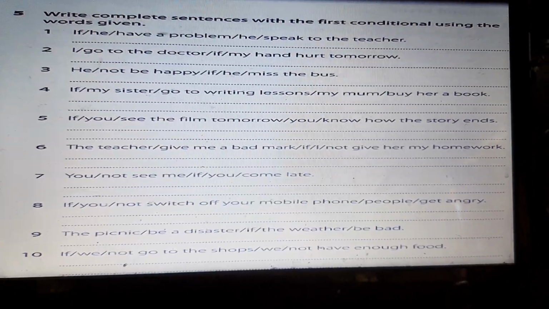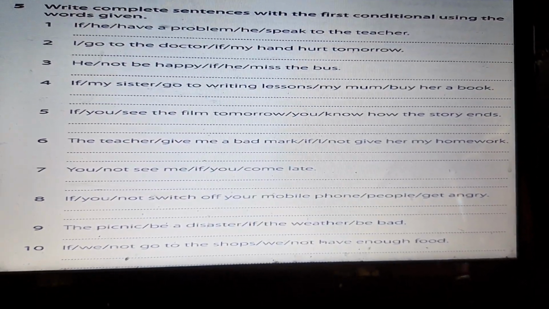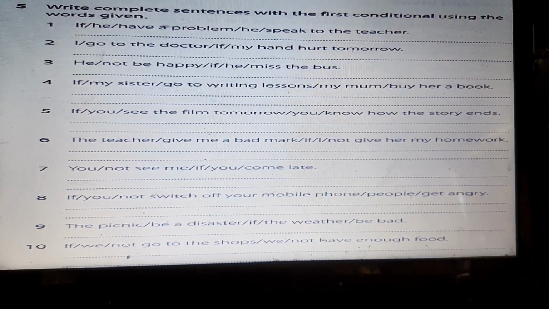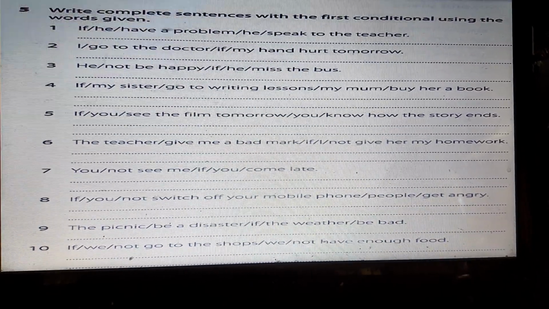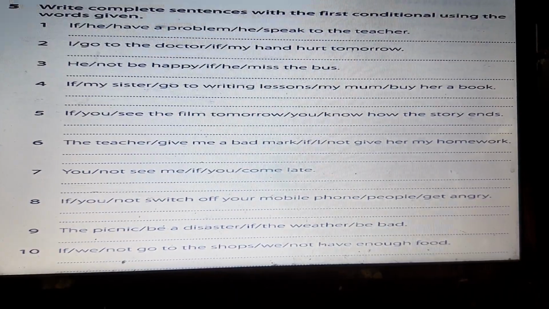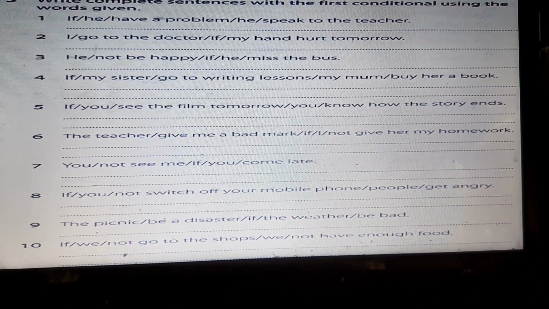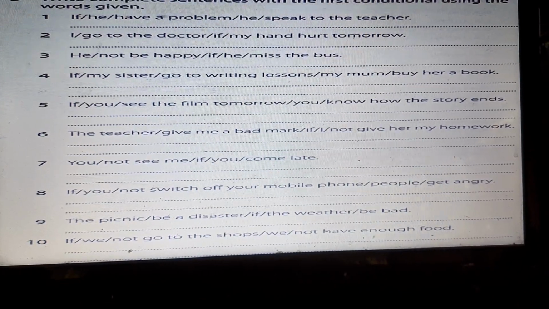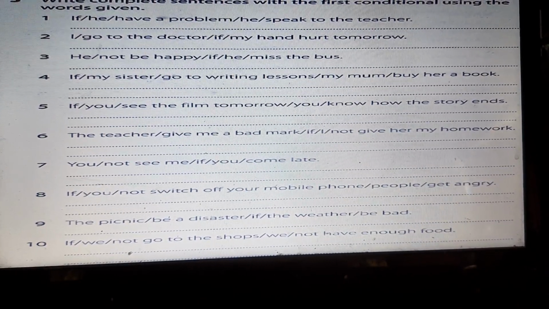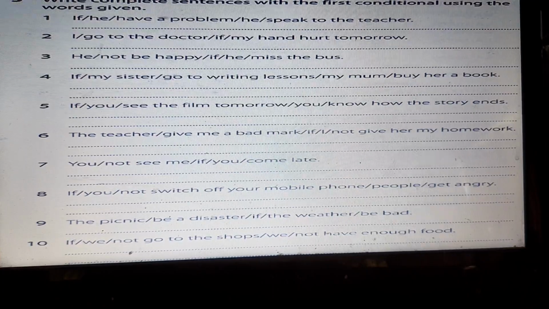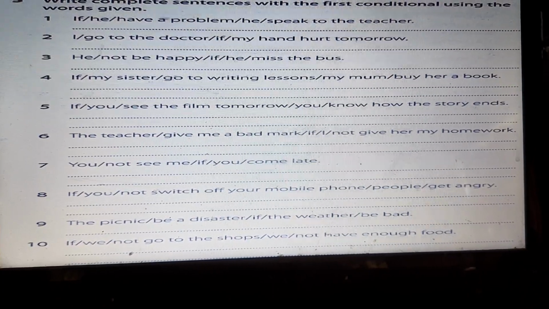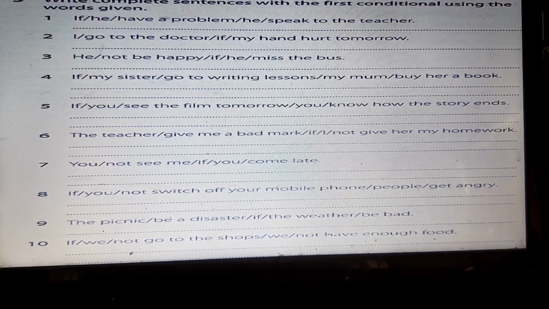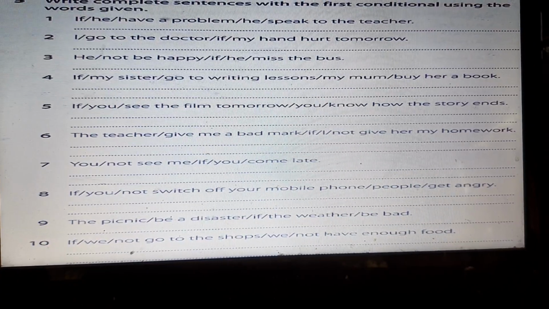Number 5, if you see the film tomorrow, you know how the story ends. فبنقول if you see the film tomorrow, you will know how the story ends. Again, if you see the film tomorrow, you will know how the story ends. Okay? طيب. Number 6, في عنا the teacher give me a bad mark if I not give her my homework.